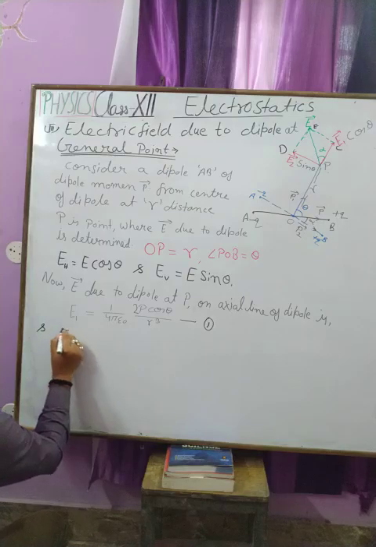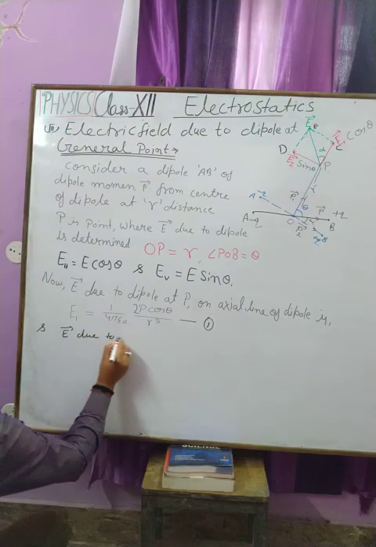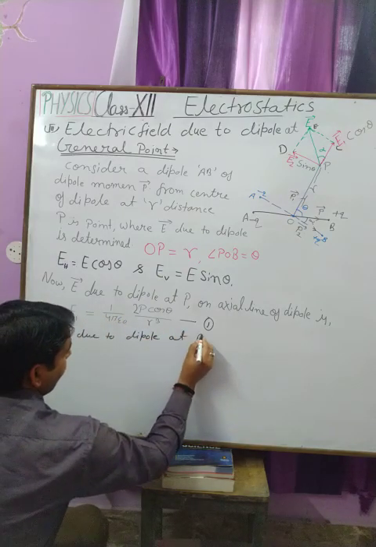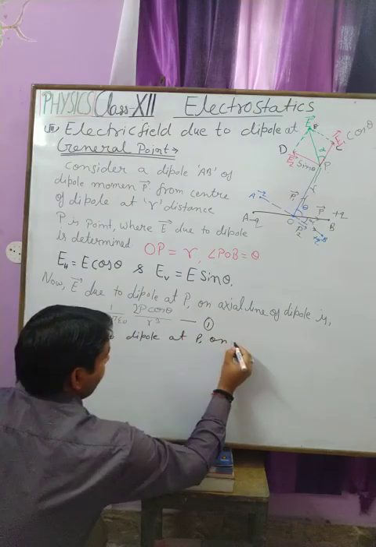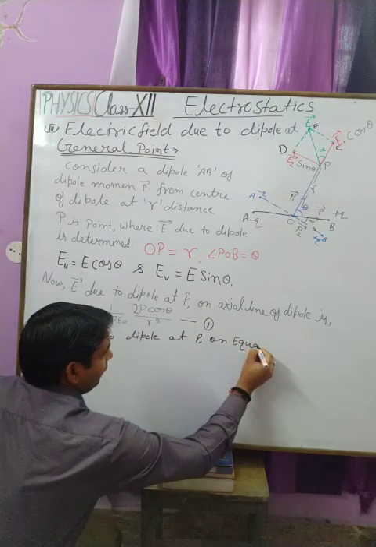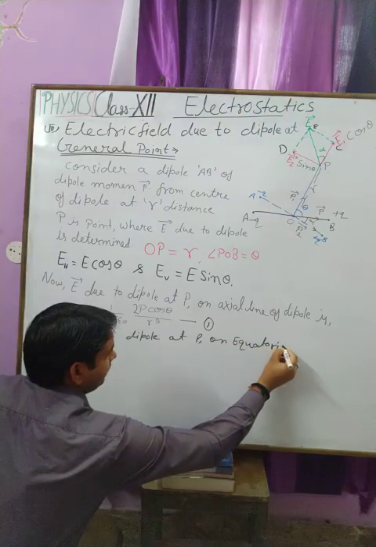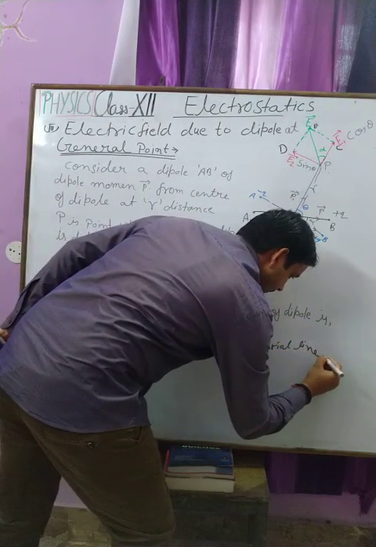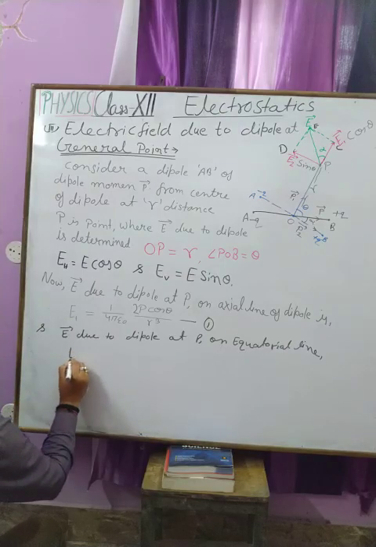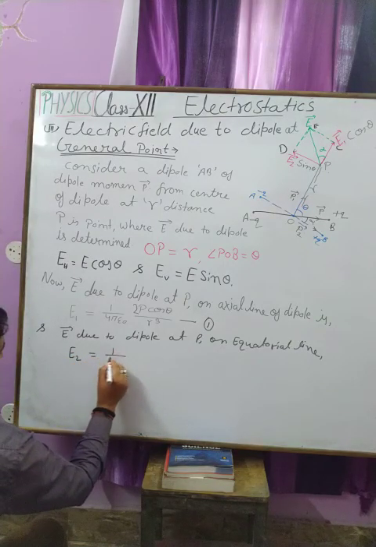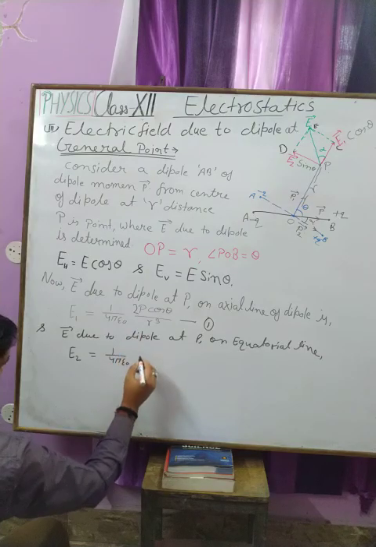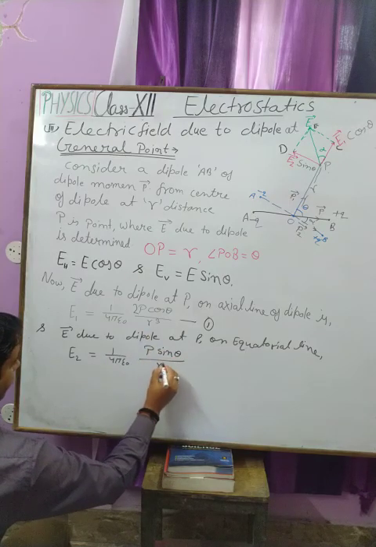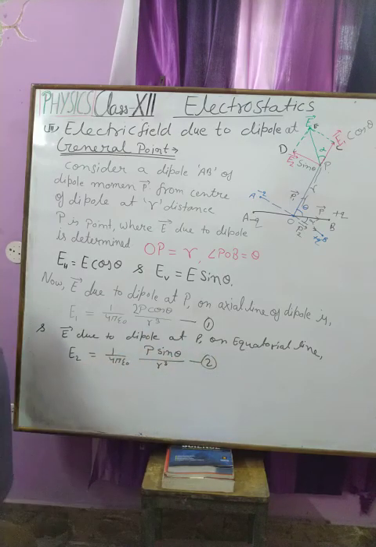And the electric field due to the dipole at P on the equatorial line is E2 equal to 1 upon 4 pi epsilon naught, p sin theta upon r cube. This is equation second, student.